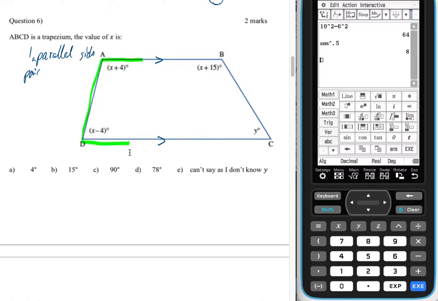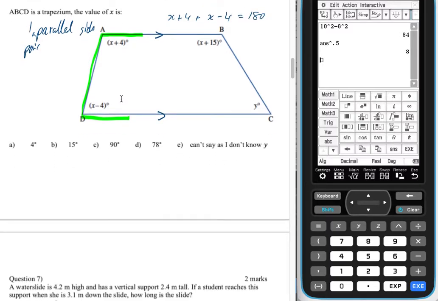Okay, and if we have a pair of parallel sides, we can use our transversal properties, and we can say that these are co-interior angles, therefore this plus this is equal to 180 degrees. So x plus 4 plus x take 4 is equal to 180 degrees. 2x is equal to 180 degrees, therefore x has to equal 90 degrees.